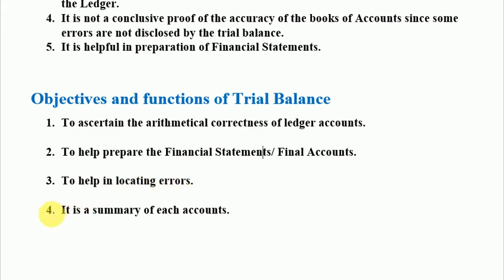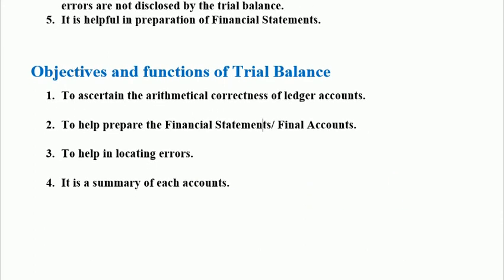And finally, it is a summary of each account. Whatever accounts we open in debit and credit in journal entries will be posted to the respective ledgers, and the final balance of that particular account, like bank account or purchase account or sales account, will be shown in the trial balance. Hence, it is a list or a summary of each account. This is about objectives. The explanation is given in the book with the same points. I have noted the same points here in the video, which are given in the books also.